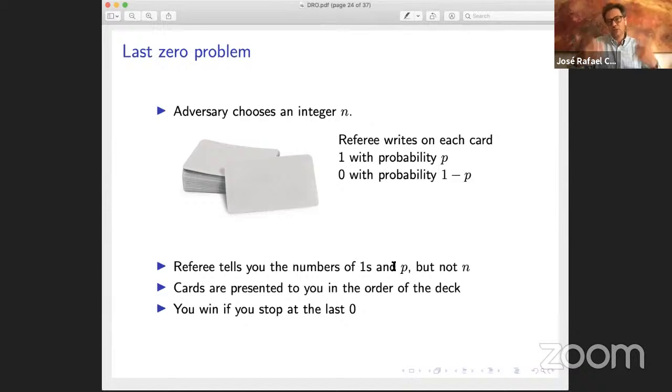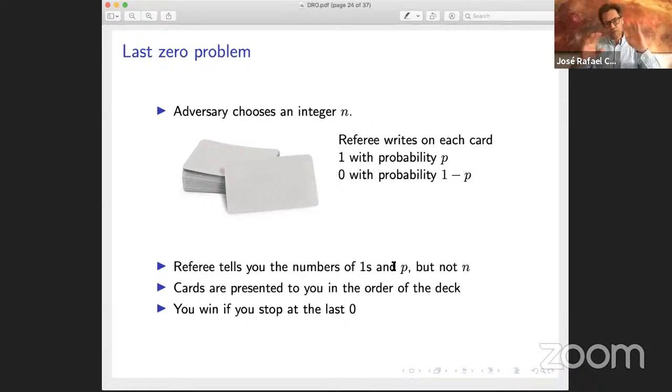I start showing you cards. If there are still too few ones, maybe you don't stop because you want to see more ones, since you know there are 14 ones in the sequence. But once you've seen 12 ones and I show you a 0, maybe you say, you know what, p is 0.73, and I have 2 ones left, or maybe this is the last 0, maybe I stop. So you want to maximize the probability of stopping at the last 0.